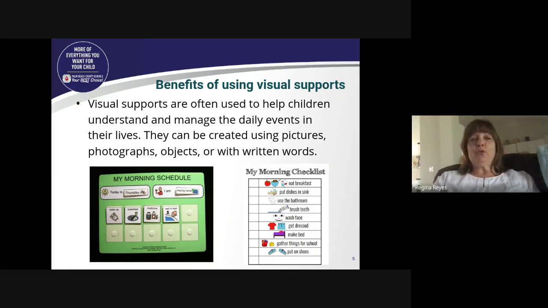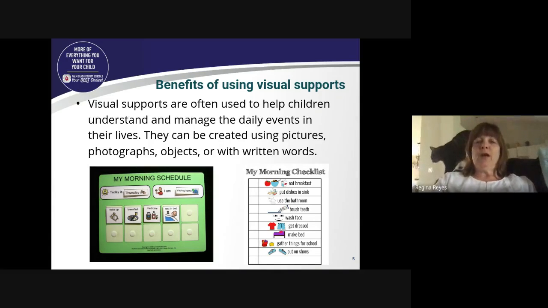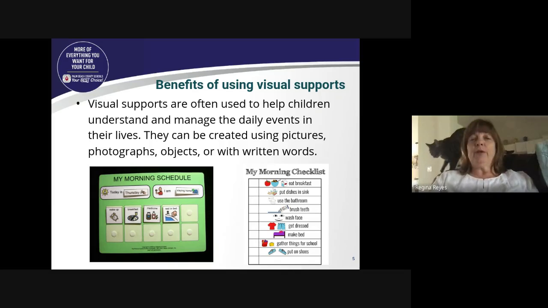Benefits of using visual supports. Visual supports are often used to help children understand and manage the daily events in their lives. They can be created using pictures, photographs, objects, or even with written words. And the examples here show you a visual schedule for my morning schedule. And then the other one is my morning checklist. And that one has pictures and words on the same checklist.